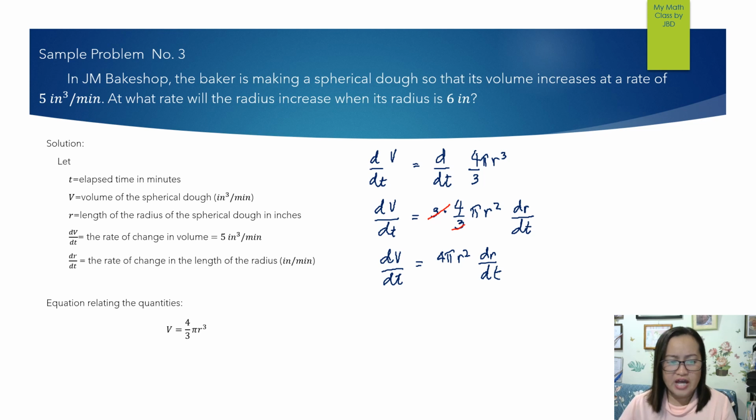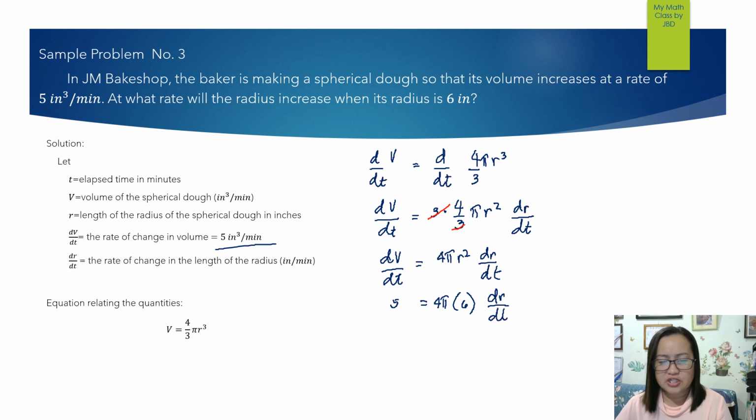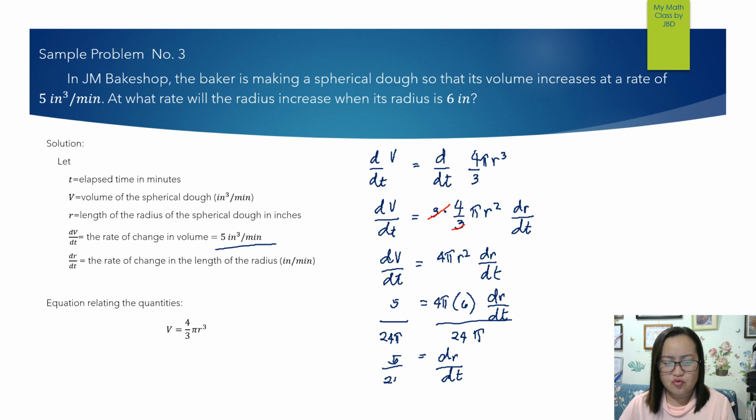Now, we know that dV/dt is 5 and r is 6, so we can solve for dr/dt. Dividing both sides by 24 pi, we will have dr/dt equal to 5 over 24 pi.